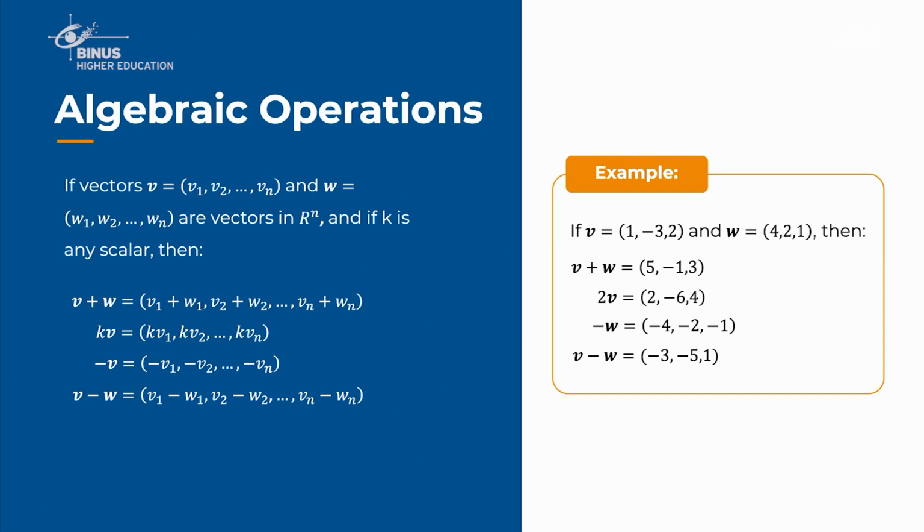And then we have v minus w. To get that, we subtract the corresponding components. So we have 1 minus 4 is minus 3, minus 3 minus 2 is minus 5, and 2 minus 1 is 1.